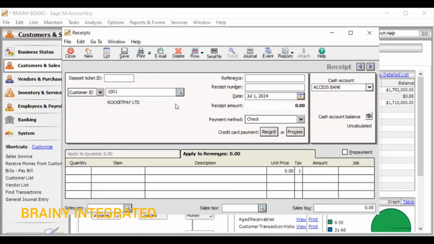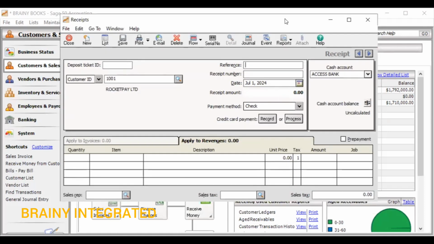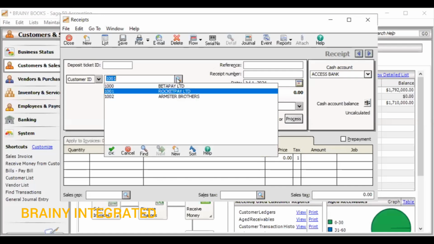These are the customers that we have here on the system. Rocket Pay, once you click on it, any amount that customer is owing you will show up automatically. All right. But for Rocket Pay, no figure showed up, meaning this guy is not owing us any money, that it should have been the one to pay such amount into our bank account. Are we together? We'll check another one.